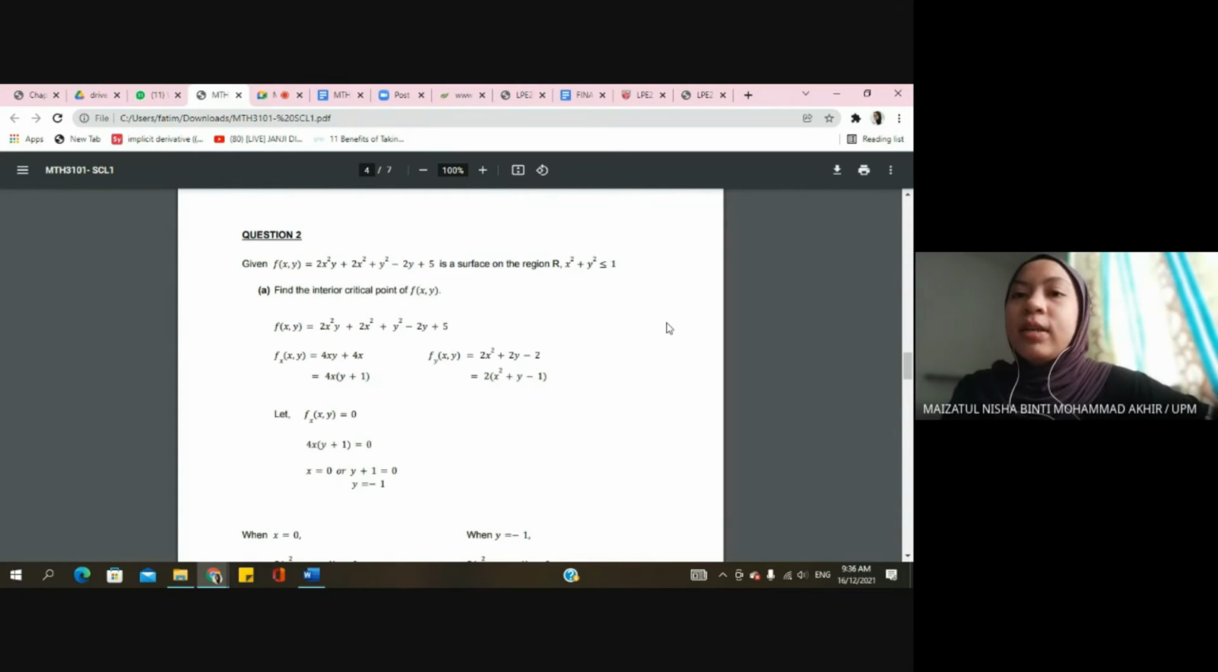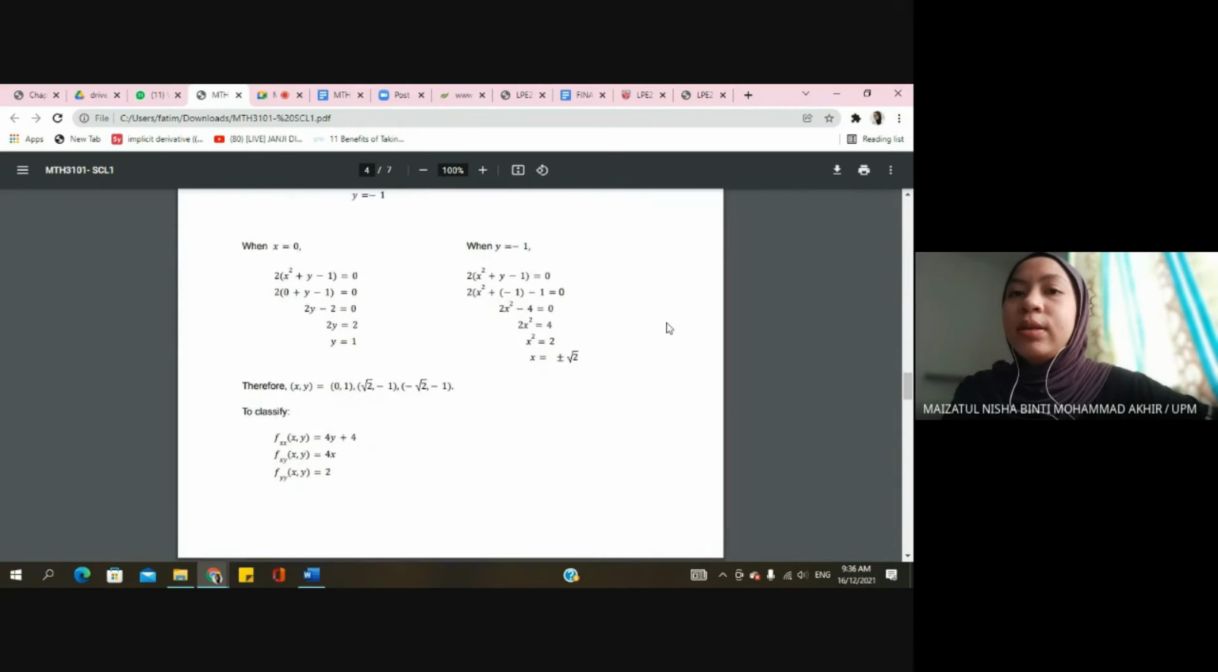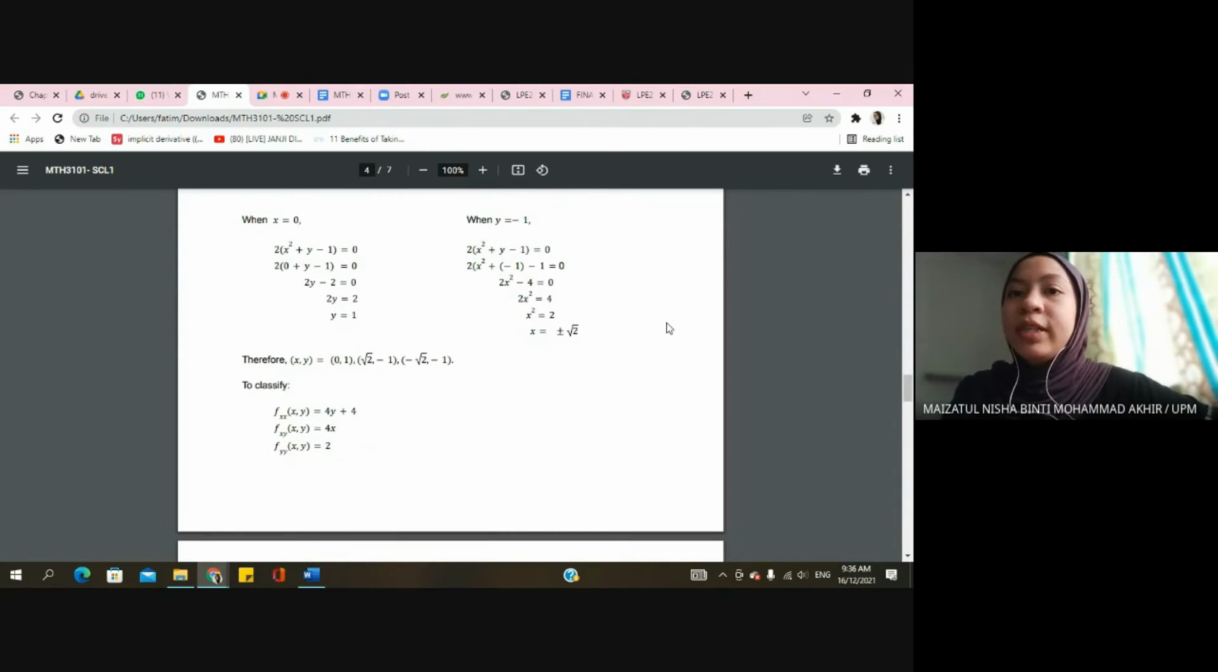Alright, then after that we need to find f with respect to y, which we get 2x squared plus 2y minus 2, and we simplify and get 2(x squared plus y minus 1). Then when x equal to 0, we get y equal to 1, and when y is equal to negative 1, we get x equal to plus or minus root 2. Therefore, the critical points are (0, 1), (root 2, negative 1), and (negative root 2, negative 1).